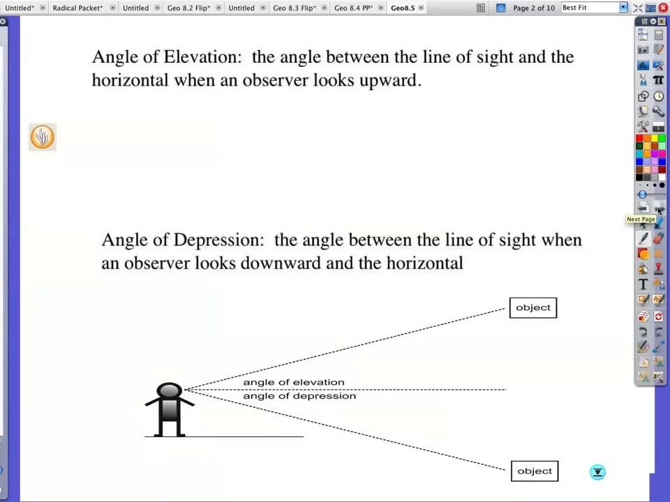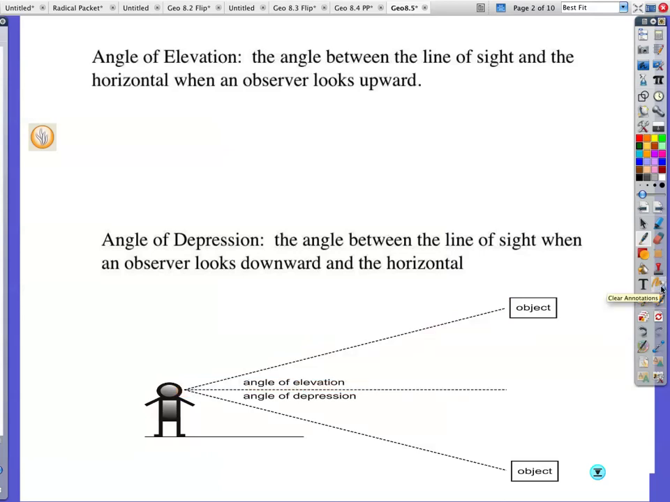Your angle of elevation, and I do want you to write this in your notes, is the angle between your line of sight and the horizontal when the observer looks upward. So there, I'm sorry, I highlighted the wrong thing. Line of sight is this up one, here's the horizontal. So this angle right here is your angle of elevation, which seems rather obvious. Okay, I'm going to clear that out.